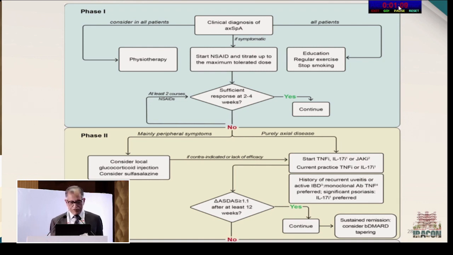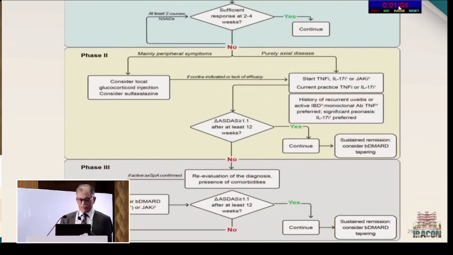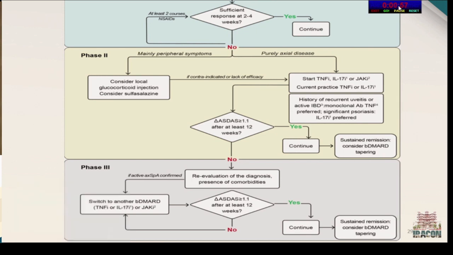And if this is not working, then the patient enters the third phase, in the lower half of this slide. So you re-evaluate the diagnosis, consider other comorbidities, and if you still confirm this is active SPA only, then of course you go for another biological DMARD or a JAK inhibitor. And if this works, you continue for 6 months. If remission is sustained, consider tapering. If not, then keep trying the other alternative.